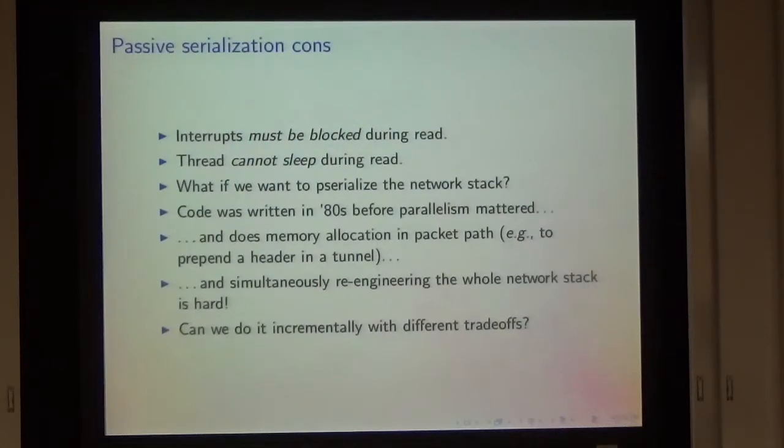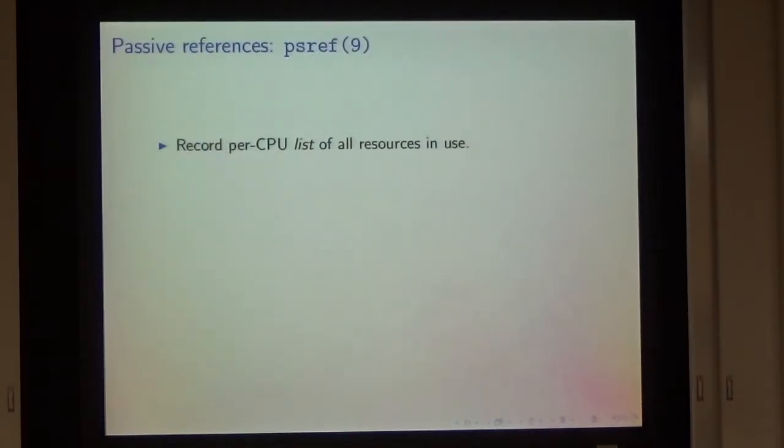We won't get quite the same pros as we had, but maybe we can have fewer cons that interfere with re-engineering the network stack. So with passive references, instead of just using blocking interrupts as the mechanism for determining that resources are in use, we have each CPU just write down a list. These are the resources I'm using. The other CPU writes down a list. These are the resources I'm using.